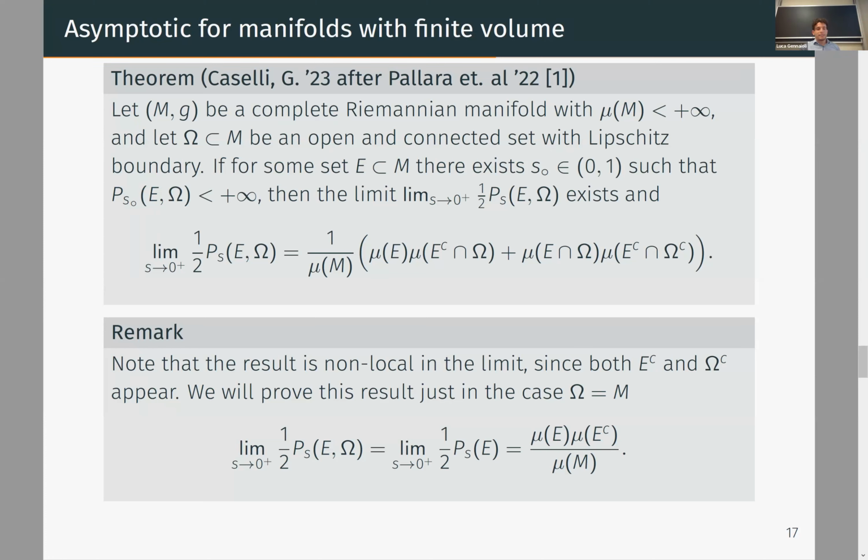Now in this slide, since it's quite technical, I will cheat a bit, of course. I will just stick to the case of the full perimeter. I will not talk about the case of the relative one. But as I told you, the result is really a volume, and it's really non-local because it also involves the volume of the complement of E.